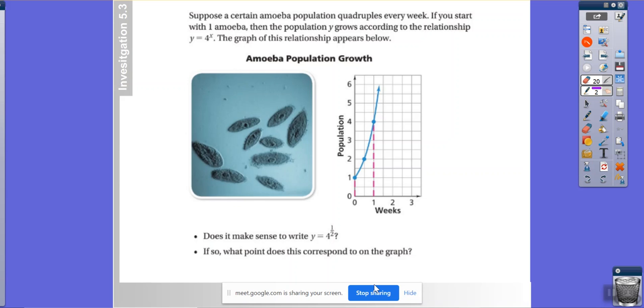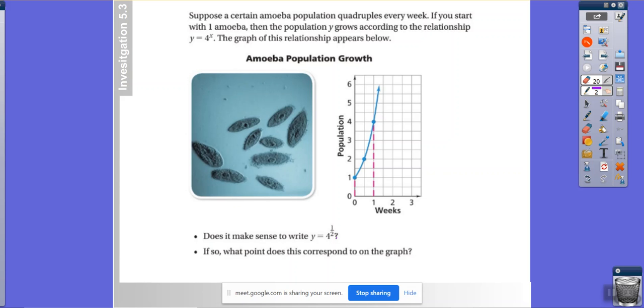But wait a second. A week is made up of 7 days, right? So it's not just one day. We can have a fraction of a week, right? So what happens if we want to use our equation so that we can find out how many amoebas there will be after half a week? In other words, instead of 1 week, we're going to have 1/2 as the week in our exponent.